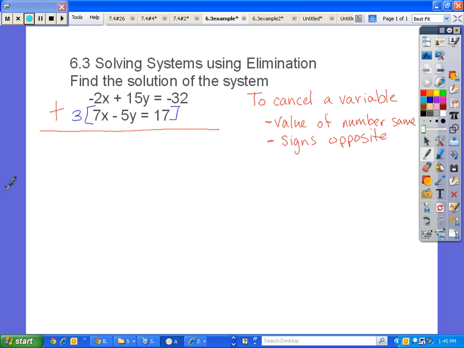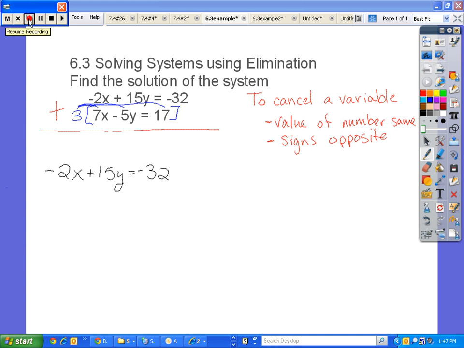Now, our first step, whenever you do this, is you need to rewrite your first equation. So we're going to rewrite our first equation here, which is negative 2x plus 15y is equal to negative 32. And now I'm going to distribute my 3 to every single term here. So I have 3 times 7x. Go ahead and fill that out.